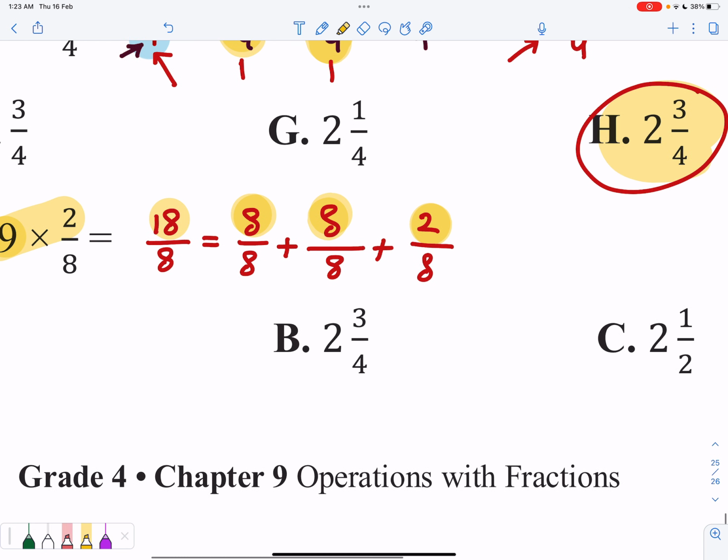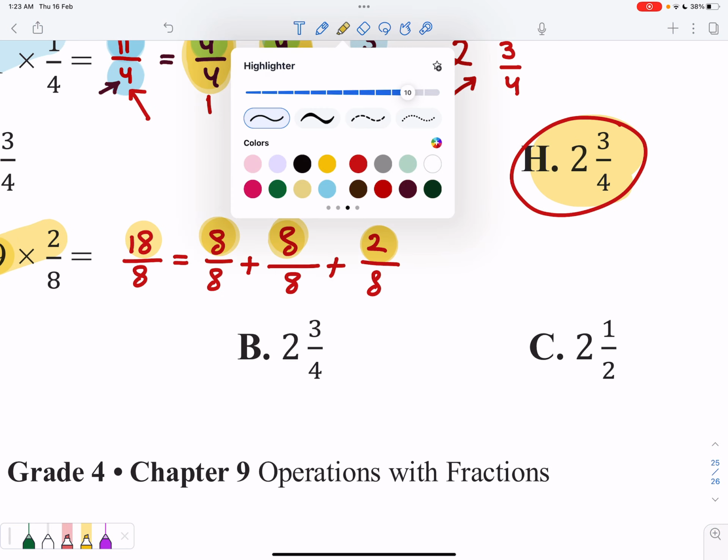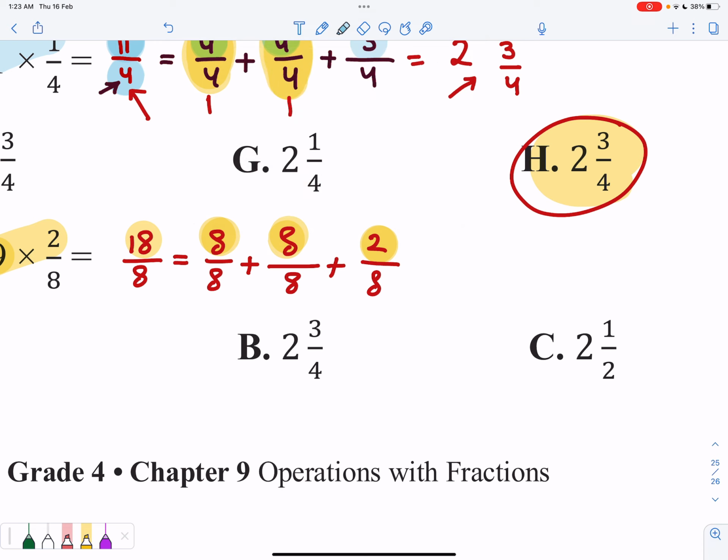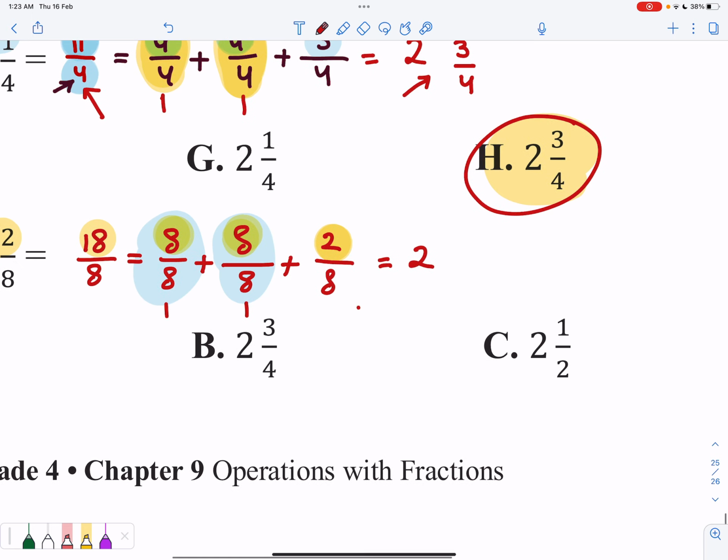Now, these 8 over 8 that we have two of them, that one and that one, whenever we have the same number up and down, that is always equal to 1. So this is 1 and this is 1. So together these are 2 and this fraction, which is 2 over 8.